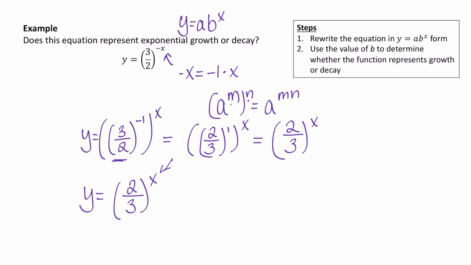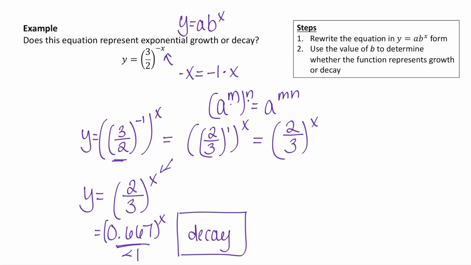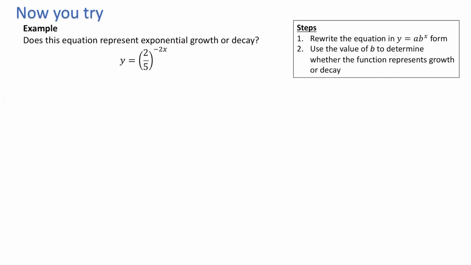So this 2 over 3, if you remember, that is 0.667. So this is basically 0.667 to the x. And notice that number is less than 1, okay? So this is going to be an exponential decay function. So the important thing I want to point out here is you can't look at an equation and determine if it's growth or decay unless it is in the correct form. So now you can go ahead and pause the video and try this example on your own.